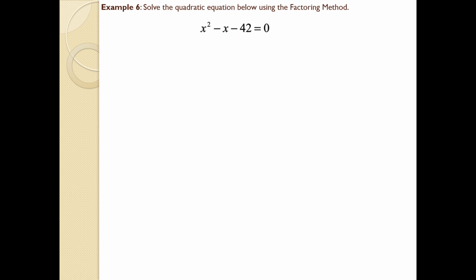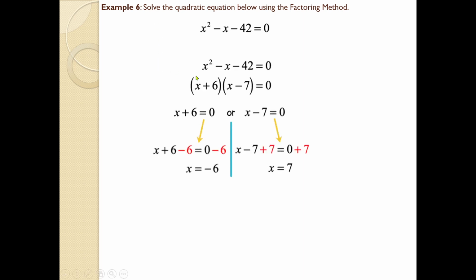Anyway, I am going directly to the computation. Try to work out these questions by yourself. See, the numbers are 6 and minus 7. If you multiply these two, you will get minus 42, and if you take the sum of these two, you will get minus 1. So it is x minus 6 and x plus 7, so x equal to 6 and x equal to minus 7.